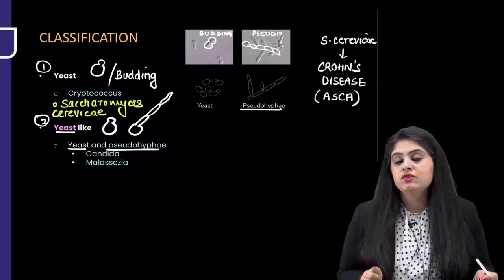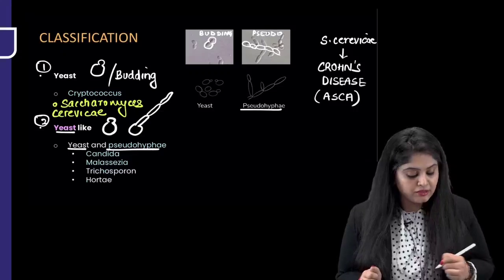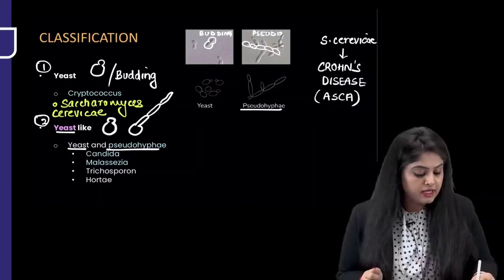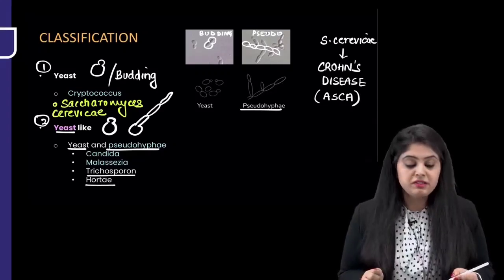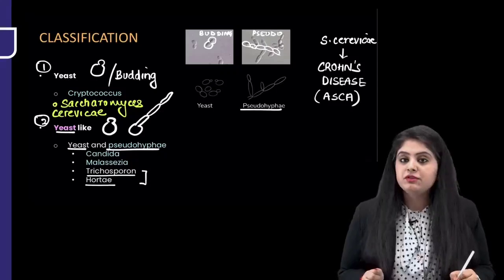Another extra edge information for the INI-CET that I want to tell you is a set of two more organisms which are known as Trichosporon and Hortae. I'll be teaching you those in a while. Trichosporon and Hortae belong to the yeast-like species, means they are going to show you the pseudo-hyphae also. Okay, so that was extra information.